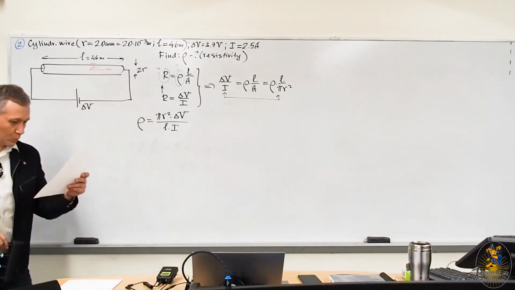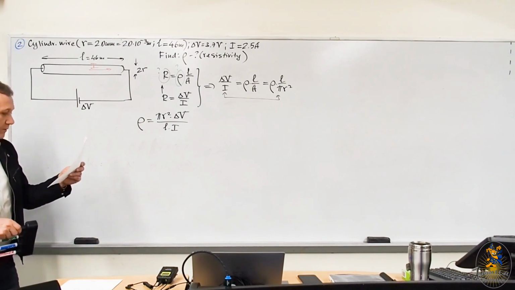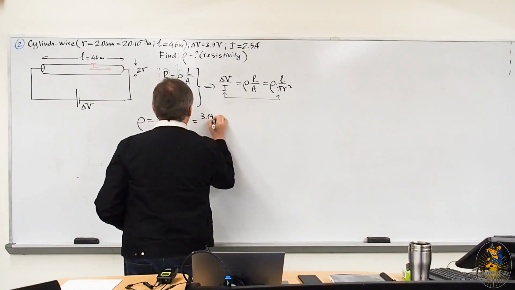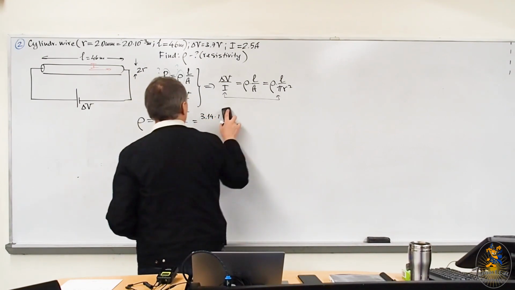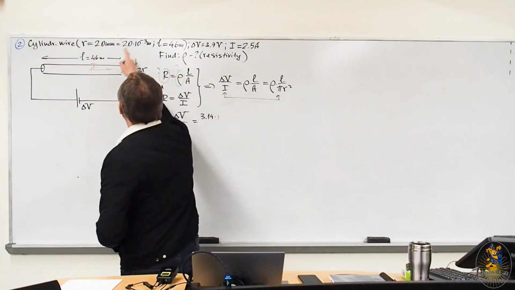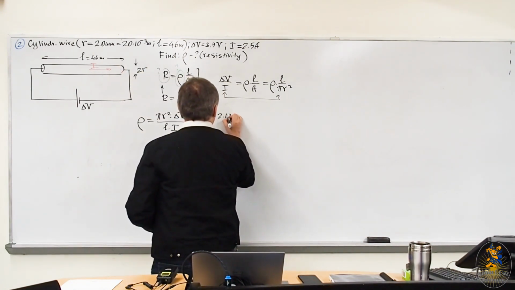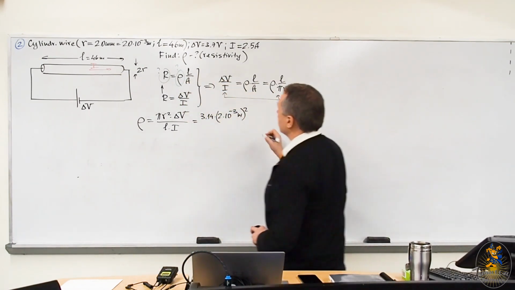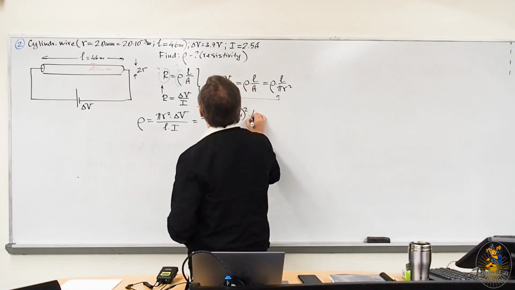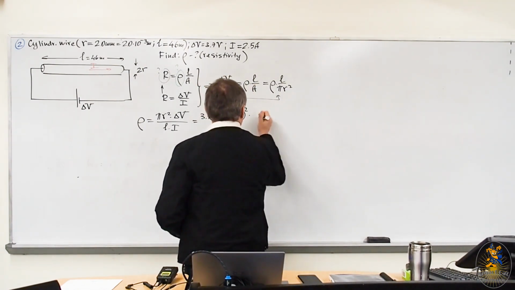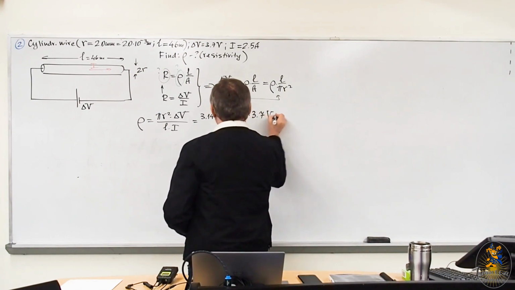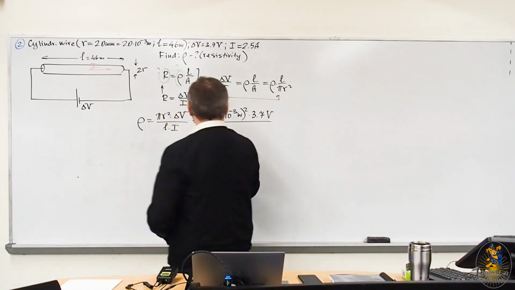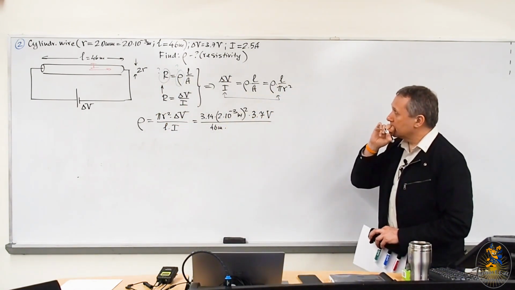Yeah, that's correct. Or maybe I will plug in 3.14. Then R, what is R? 2 times 10 to the power of minus 3 meters, to the power of 2, right? R squared. Delta V, it's 4.7? No, 3.7 volts, and divided by L, 46 meters. And current, 2.5.